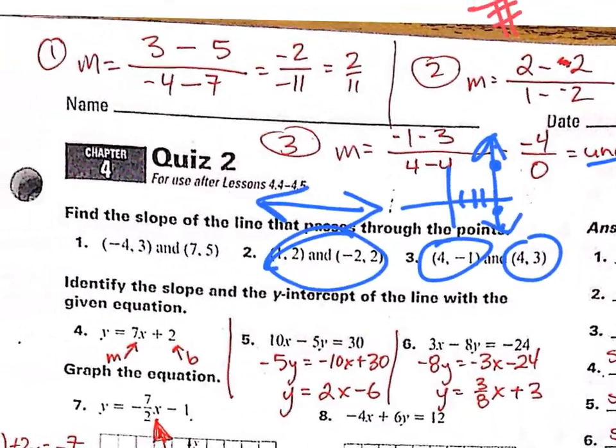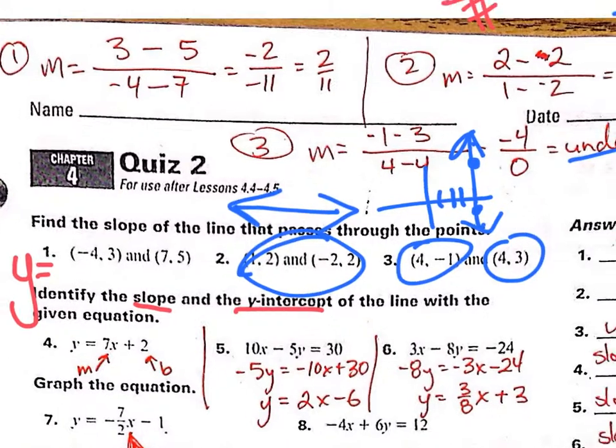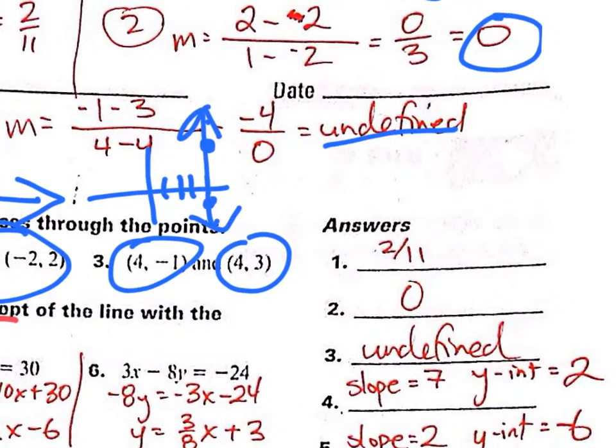What are we asked to do for 4, 5, 6? Identify slope and y-intercept of the line. So for slope and y-intercept, we're probably going to want slope-intercept form, meaning y all by itself. Lucky for us, question 4 is already in slope-intercept form, so we just say y-intercept is 2, slope is 7, piece of cake. Number 5, so let's see, where is our answer to 4? Okay, so there we go. Y-intercept is 2, slope is 7.